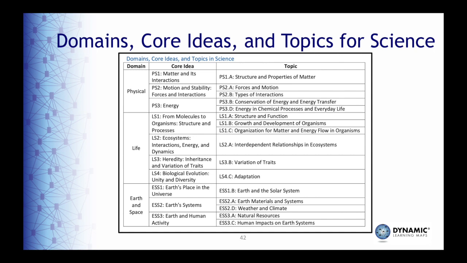Science essential elements are organized into domains, core ideas, and topics rather than claims and conceptual areas. For all grade bands, elementary, middle, and high, 3 domains are assessed: physical science, life science, and earth and space science. Physical science has 3 core ideas, and each has 1 or 2 topics. Life science has 4 core ideas, with 1 to 3 topics in each. Earth and space science has 3 core ideas, with 1 or 2 topics in each.